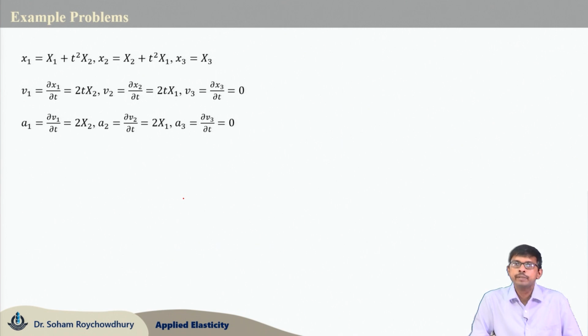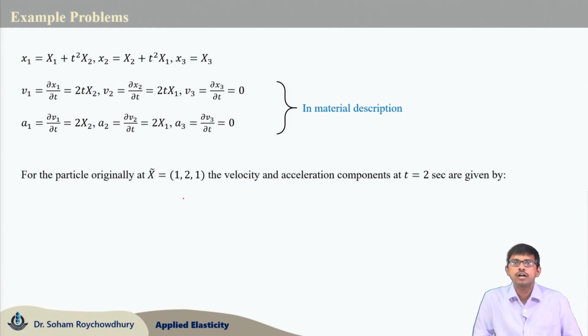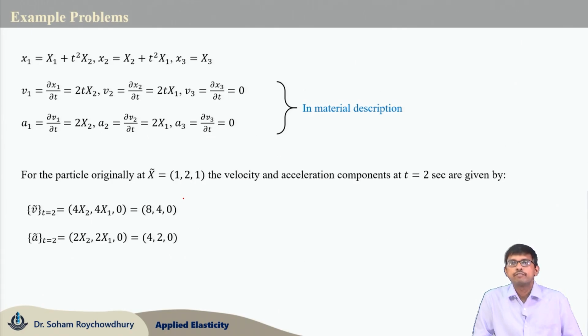Taking the derivative with respect to time once again, from the velocity components we can obtain the acceleration components as well. Those will be a1 is 2 capital X2, a2 is 2 capital X1, a3 is 0, and these are the velocity and acceleration in the material description. Now, putting the values of capital X1, X2, X3 to be 1, 2 and 1 respectively, and at given time t equals to 2 seconds, the velocity vector components can be obtained as 8, 4, 0 and acceleration vector components can be obtained as 4, 2, 0. This is for the velocity and position vector solved using the material description.